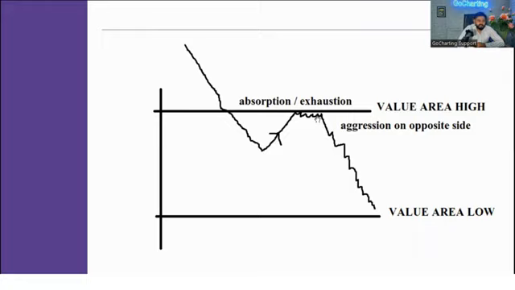In the next lecture, we will talk about VWAP and how we can apply auction market theory to VWAP. And then how we can combine all these things, like market profile, VWAP, the same auction market theory rules, and order flow.